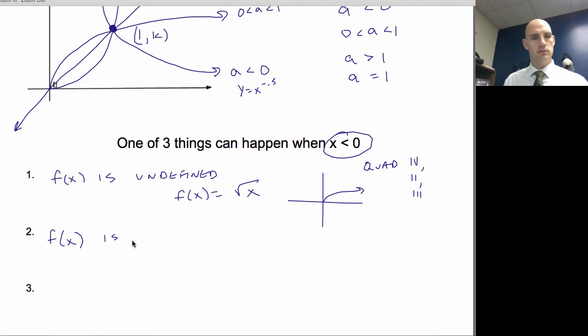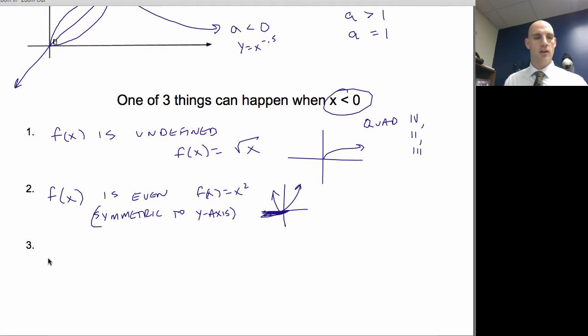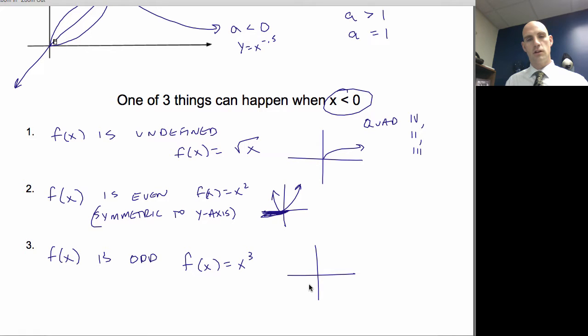F of x is even. For example, x squared. What would that function look like? It's like this. Well, what would happen is it's symmetric to the y-axis. And so when x is less than 0, meaning this part over here, is a reflection of x greater than 0. Or f of x is odd. For example, f of x is equal to x cubed. So it would look like this.